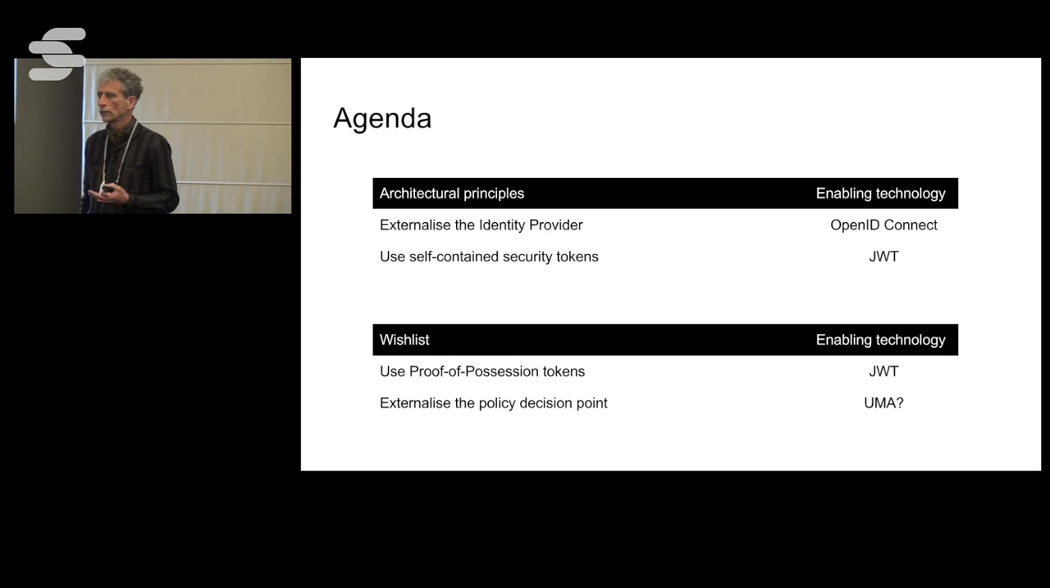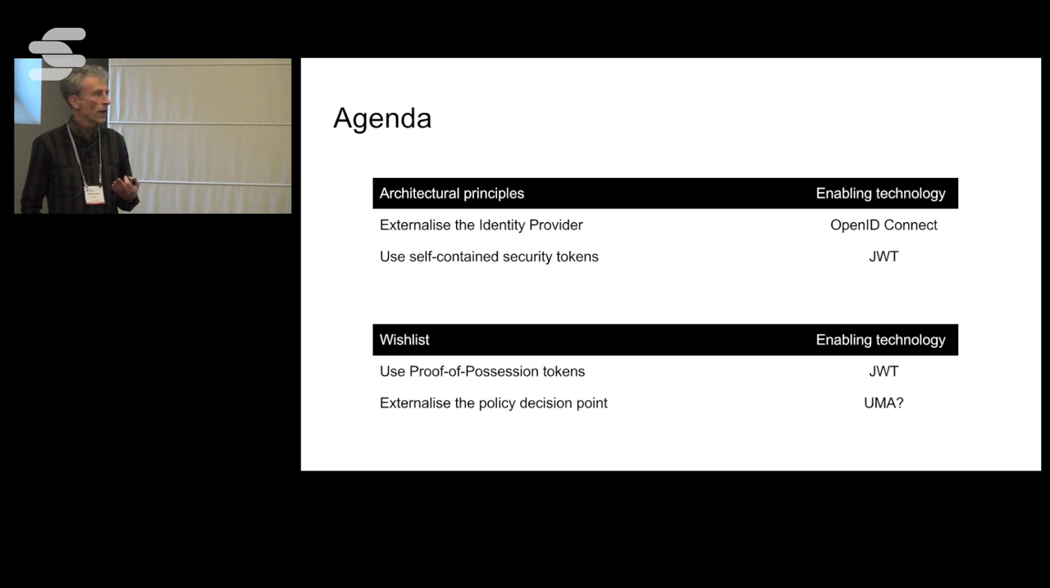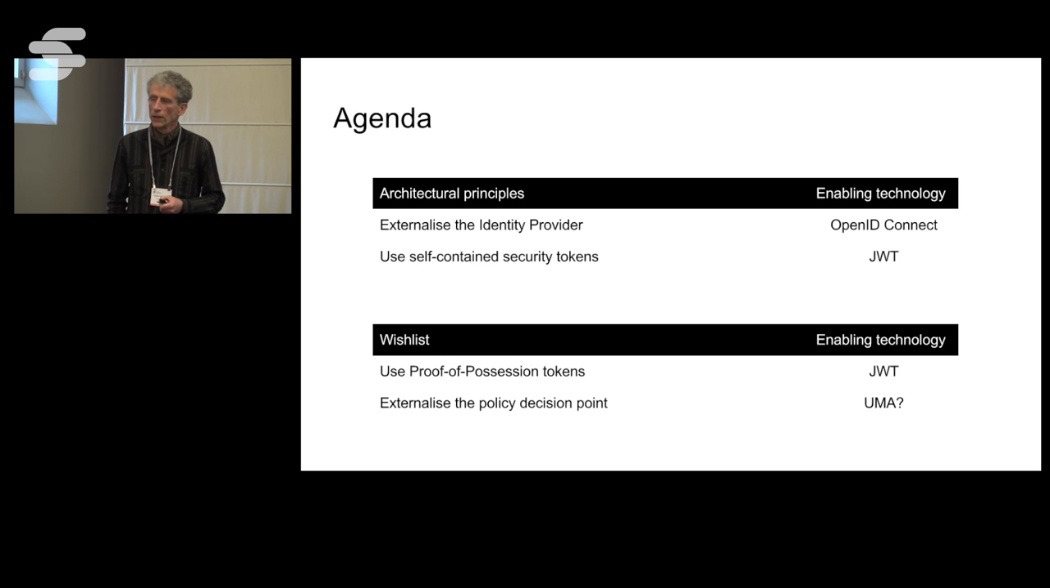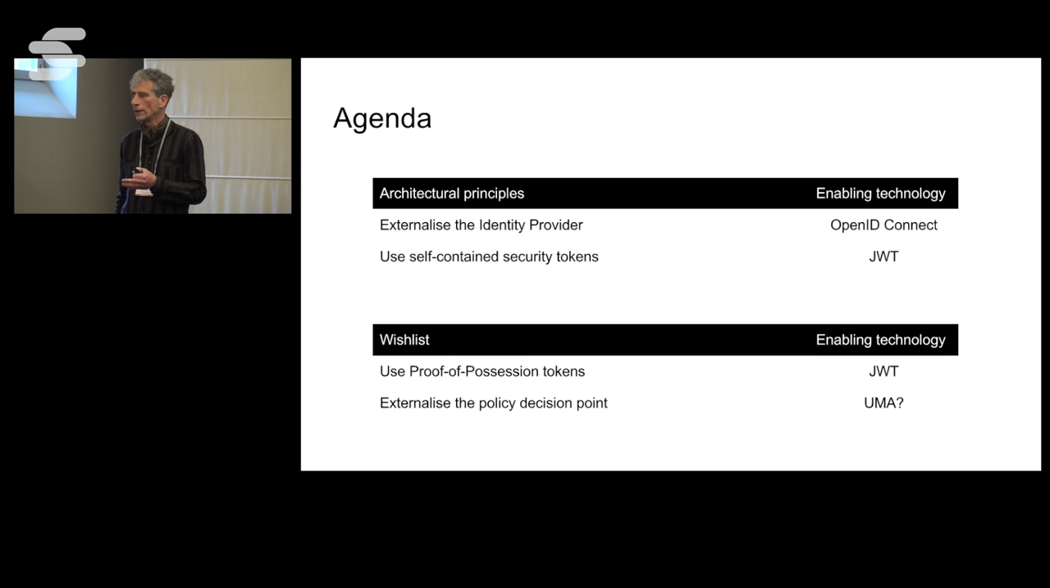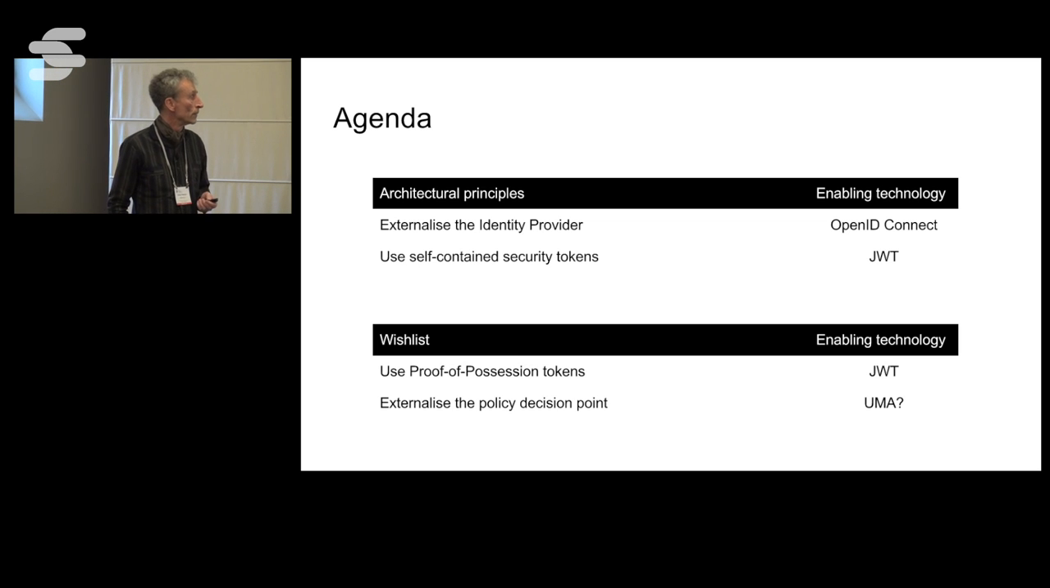So I'd like to talk to you about why we want to move to proof of possession tokens. Now, proof of possession tokens have been standardized, but I haven't seen many implementations of them. I'm not aware of any industrial strength implementations. But I think as soon as they are there, I would certainly want to use them.